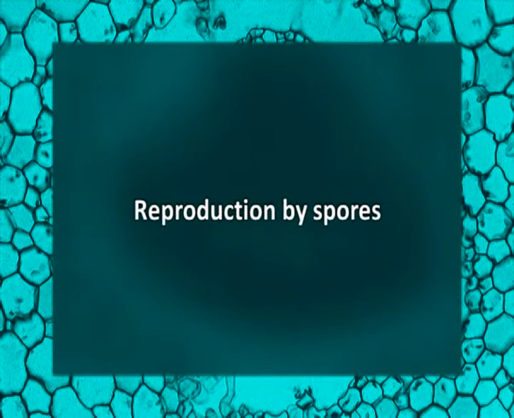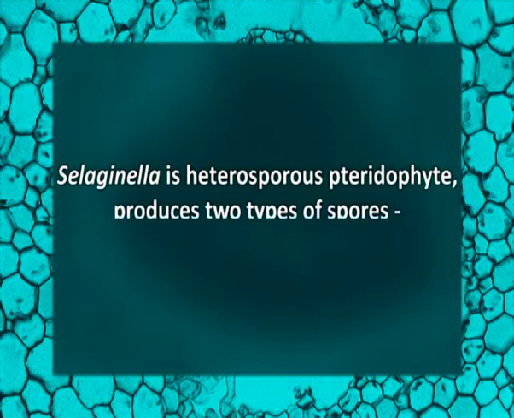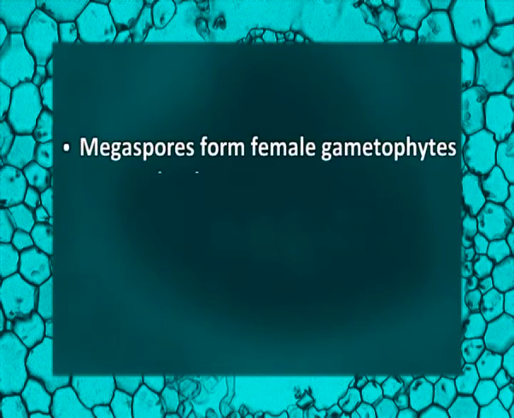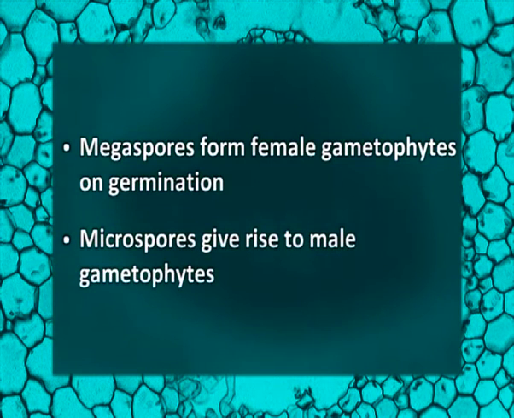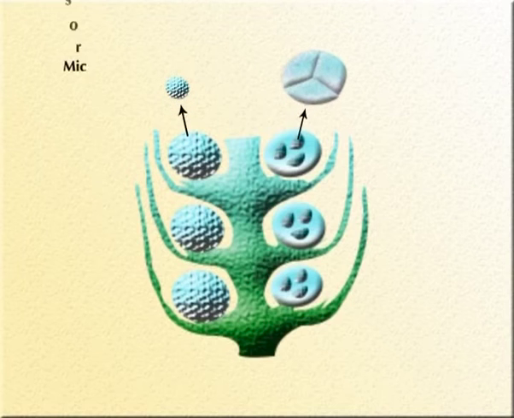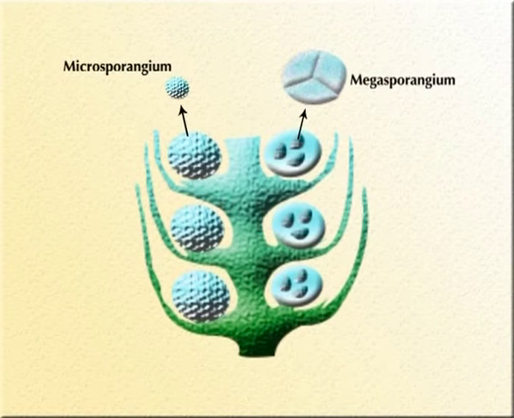Reproduction by spores. Selaginella is a heterosporous pteridophyte. It produces two types of spores, megaspores and microspores. The megaspores form female gametophyte on germination, and the microspores give rise to male gametophytes. The sporangia are strictly dimorphic, that is, micro and megaspores are formed in separate sporangia.